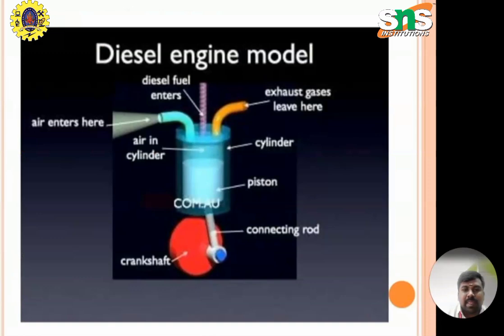So these are the components of the diesel engine model. This is the layout of the model. Here it consists of the engine head. The engine head consists of the inlet valve, exhaust valve and the water jackets. The water jacket is used for cooling the outside wall of the cylinder. This is the piston, this is the connecting rod, and this is the camshaft and crankshaft. The air enters here during the suction stroke, as the piston moves from top dead center to bottom dead center.